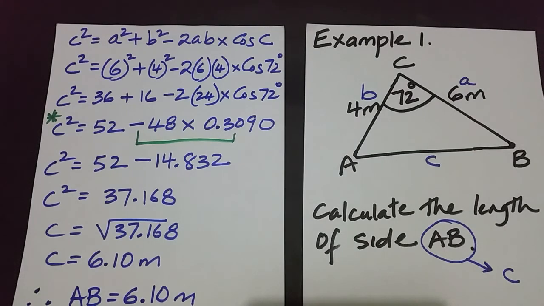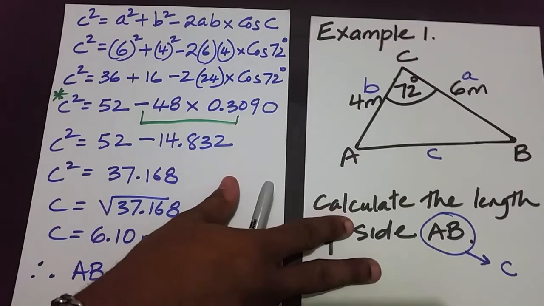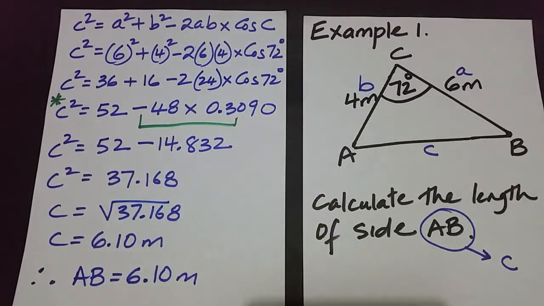And this is how we use the cosine rule to answer this particular question on a non-right angle triangle, where they're asking us to find the length of AB, which in this particular case is little c. And again, there is no way that the sine rule could have been used here, which is why you need to know both trig rules and not just one.